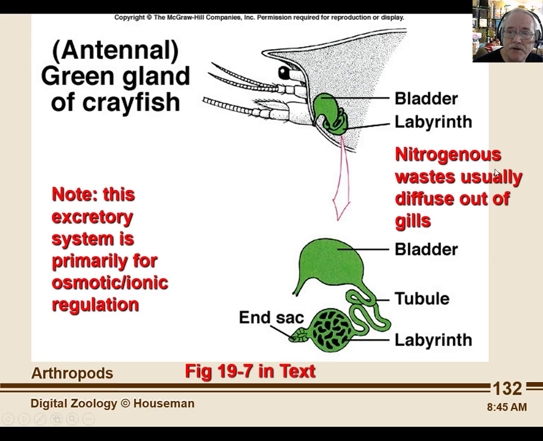Now, nitrogenous waste, primarily in crustaceans, is diffusing out of the gills. So this particular green gland or antennal gland is more often than not used for osmotic or ionic regulation. So crayfish, for example, would be pumping out excess water, which is building up, of course, inside the animal's body because its body has more salts than the exterior fresh water.